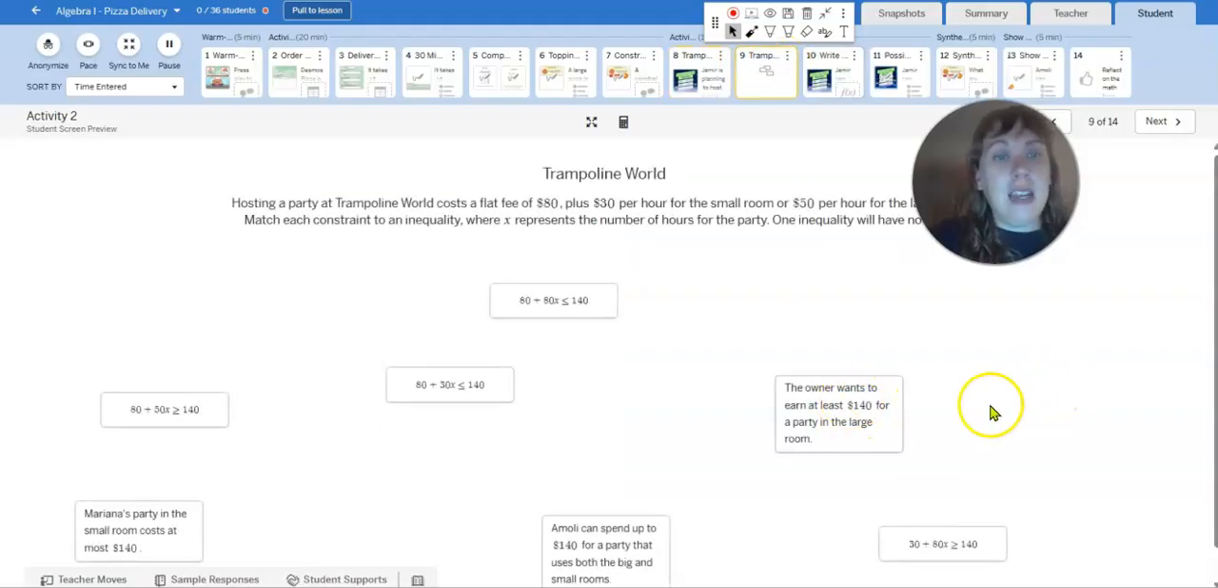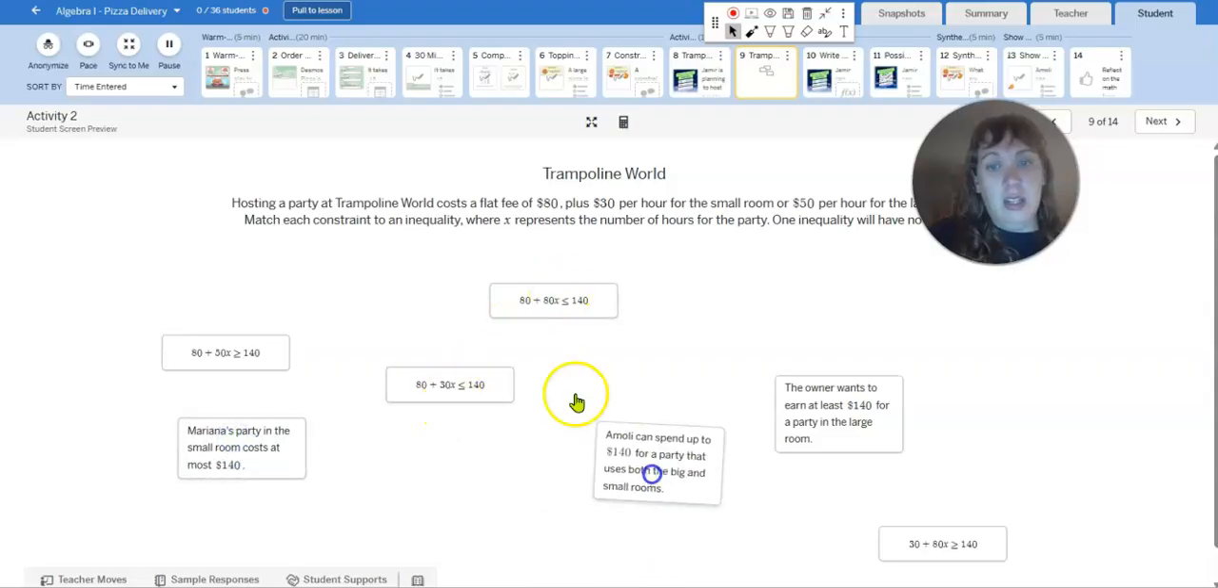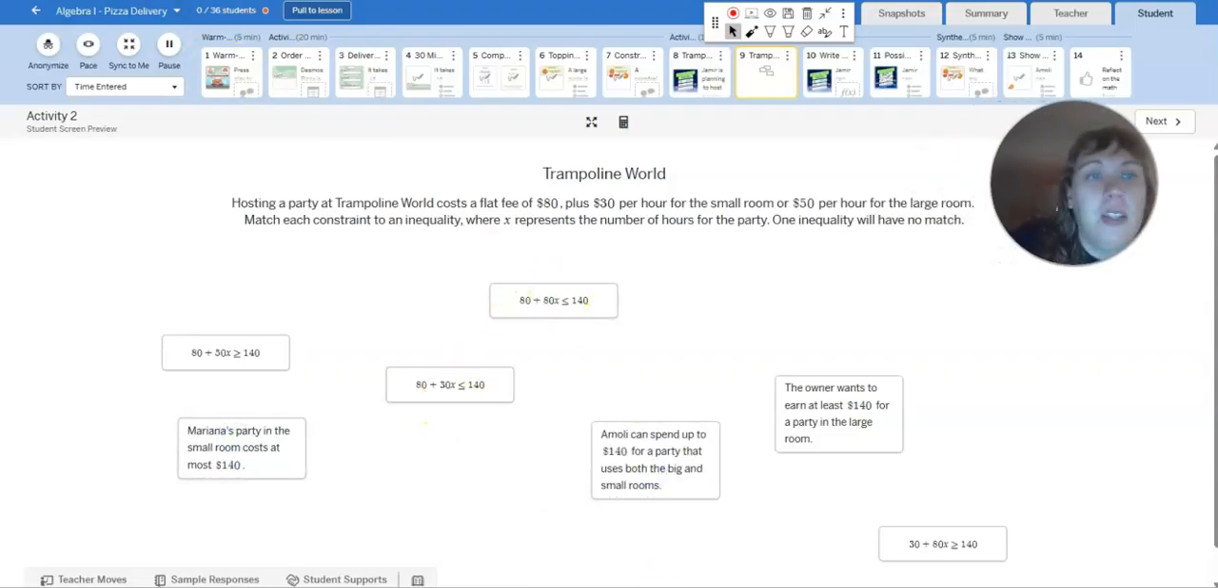Let's go to slide 9, and we're gonna do some sorting here. Okay, so it says hosting a party at Trampoline World. This is our information, $80 flat fee, $30 for the small room, $50 for the large. Match each constraint to an inequality where X represents the number of hours for the party. One inequality will have no match. Okay, so one is going to have no match, that's important, and then X represents the number of hours for the party.